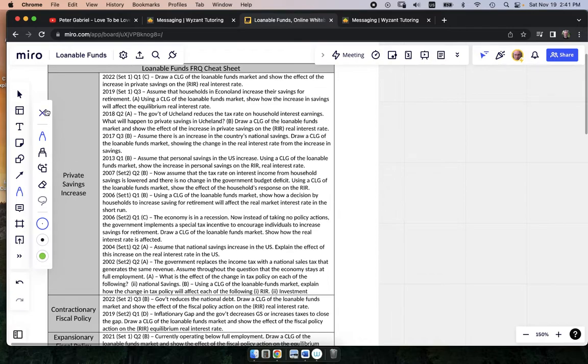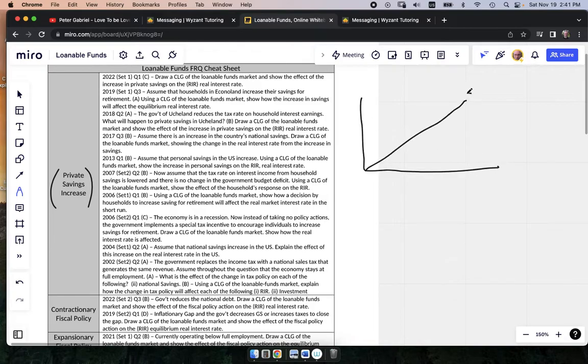Let's start off with one of the easier understandings here: private savings either increase or decrease for whatever reason. Well, first let's just draw the graph, make sure we know how to draw it. It is a supply of loanable funds that's upward sloping and a demand for loanable funds that is downward sloping. We have real interest rates on the vertical, quantity of loanable funds on the horizontal. This is your loanable funds graph, obviously.